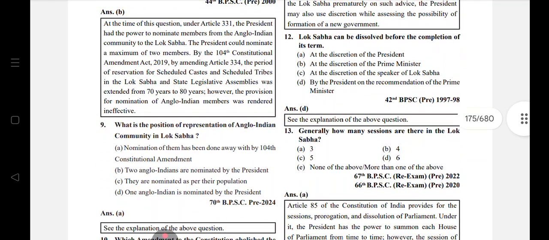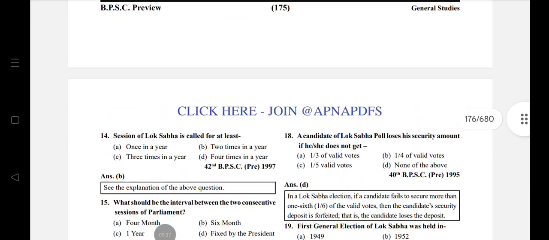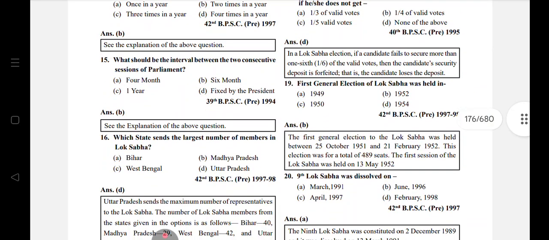Generally, how many sessions are there in a Lok Sabha? 3. A session of Lok Sabha is called at least 2 times in a year, generally 3 times in a year. What should be the interval between 2 consecutive sessions of Parliament? 6 months. Which state sends the largest number of members to Lok Sabha?